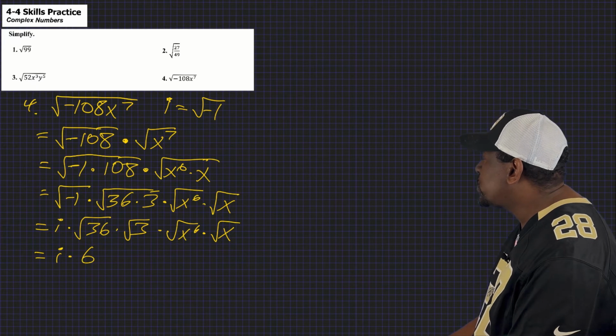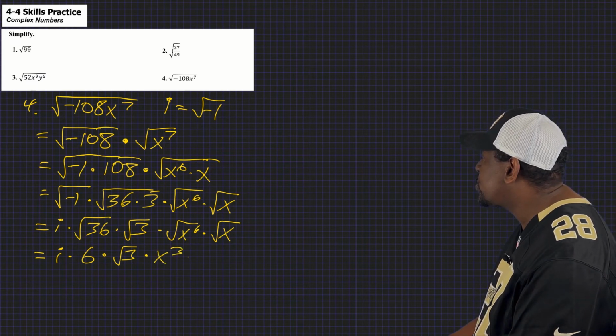So at this point, we simplify all the radicals that we can simplify. Square root of 36 is 6. The square root of x to the 6th is x to the 3rd. The square root of 3 stays under the radical since you can't simplify that. And the square root of x stays under the radical.